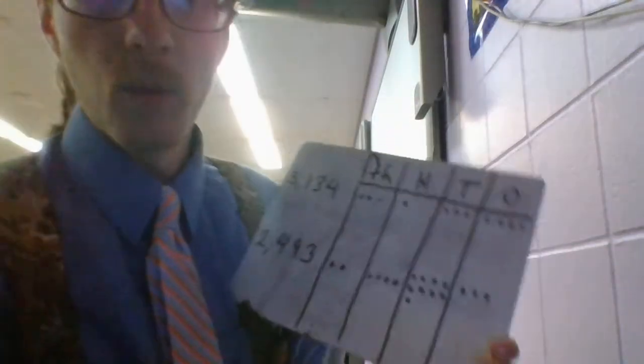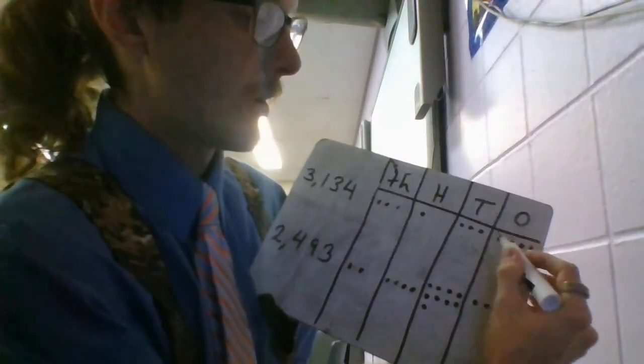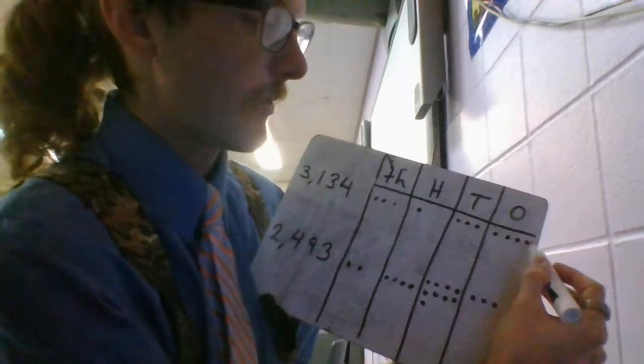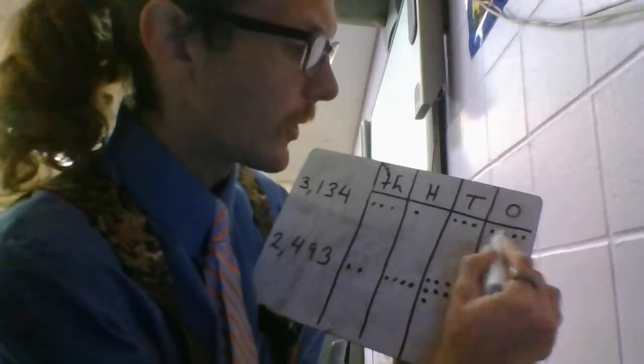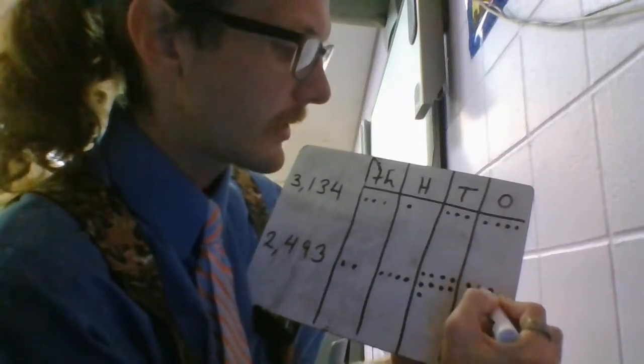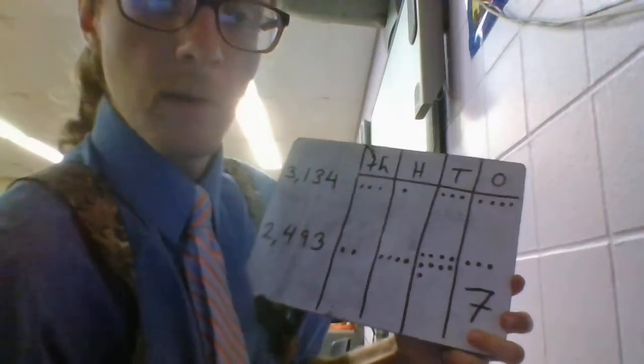So we're going to add up just the ones in the place value. 1, 2, 3, 4, 5, 6, 7. Did we have to bundle? No. We have 7 total ones here.